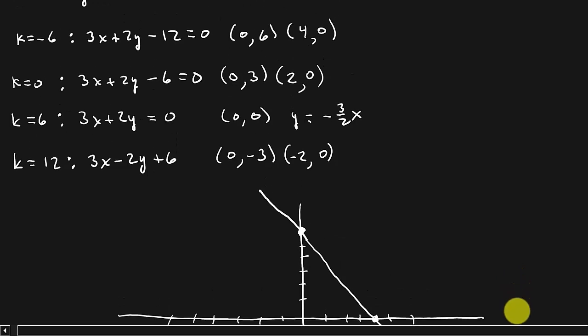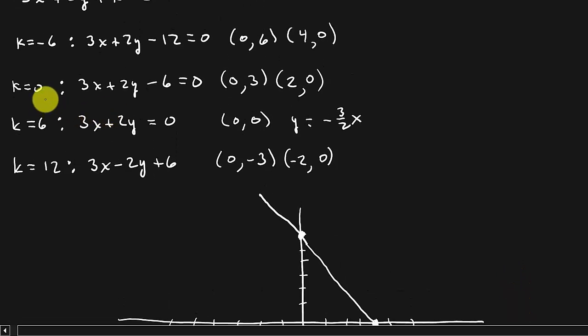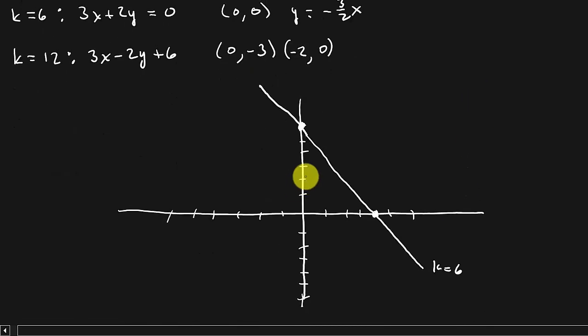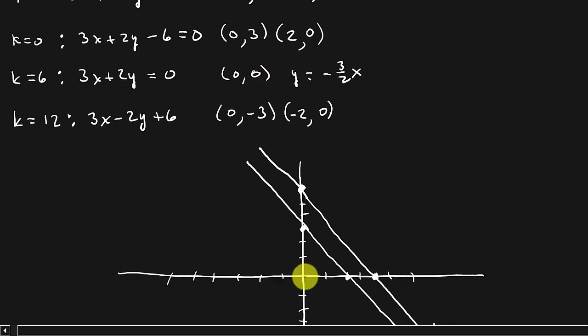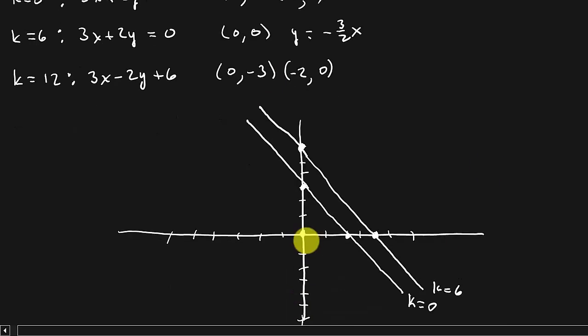And then we just go to the next one. So for k equals 0, I'm going to plot the point 0, 3 and 2, 0. So that's 0, 3 and 2, 0. And so that's this line right here, and this is when k is equal to 0. And then I go to the next one, I've got 0, 0. So I'm at this point, and then I'll use the rise over run. So of course I can go up 3 and to the left 2, or I can go down 3 and to the right 2. Doesn't matter.